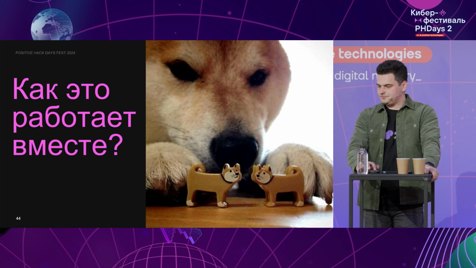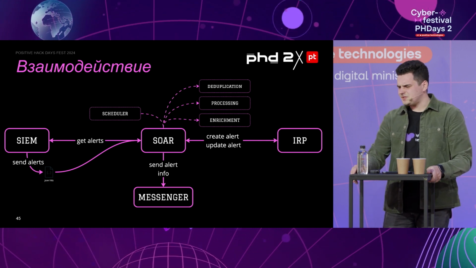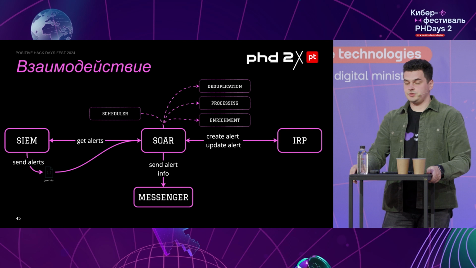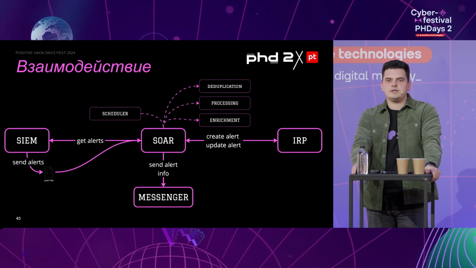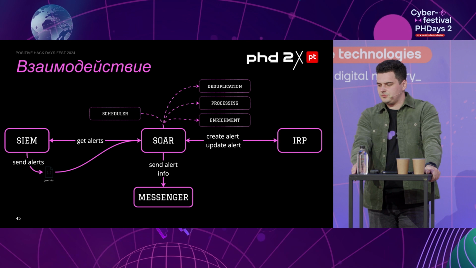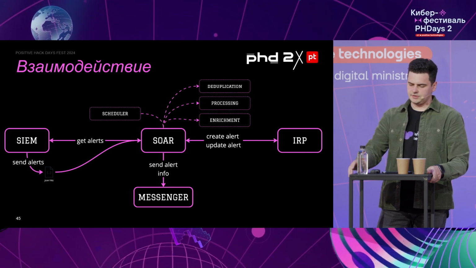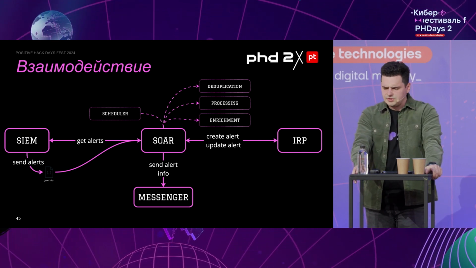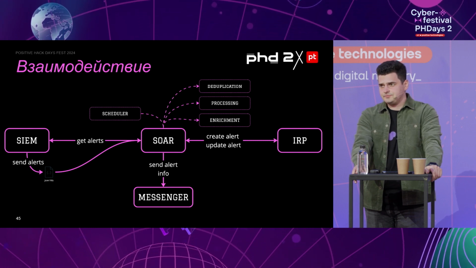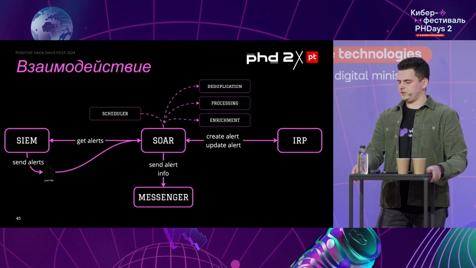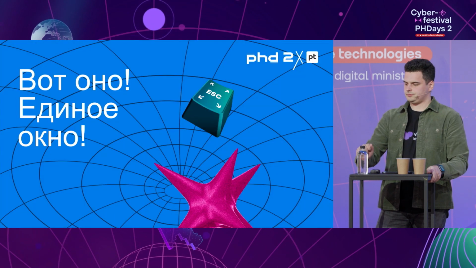How does it all work together? What if we pull it all together? The heart of this is the SOAR. Like we get alerts from SIEM, so SOAR goes to the SIEM system as scheduled and grabs the alerts. And then several stages follow. The first one is deduplication and grouping, then processing, and then enrichment. So we enrich the context of the alert using some adjacent systems like asset management, vulnerability management, and you name it. And then in parallel we send a message to the messenger. Here is an alert with all the fields, and in parallel we create or update an alert in the IRP.